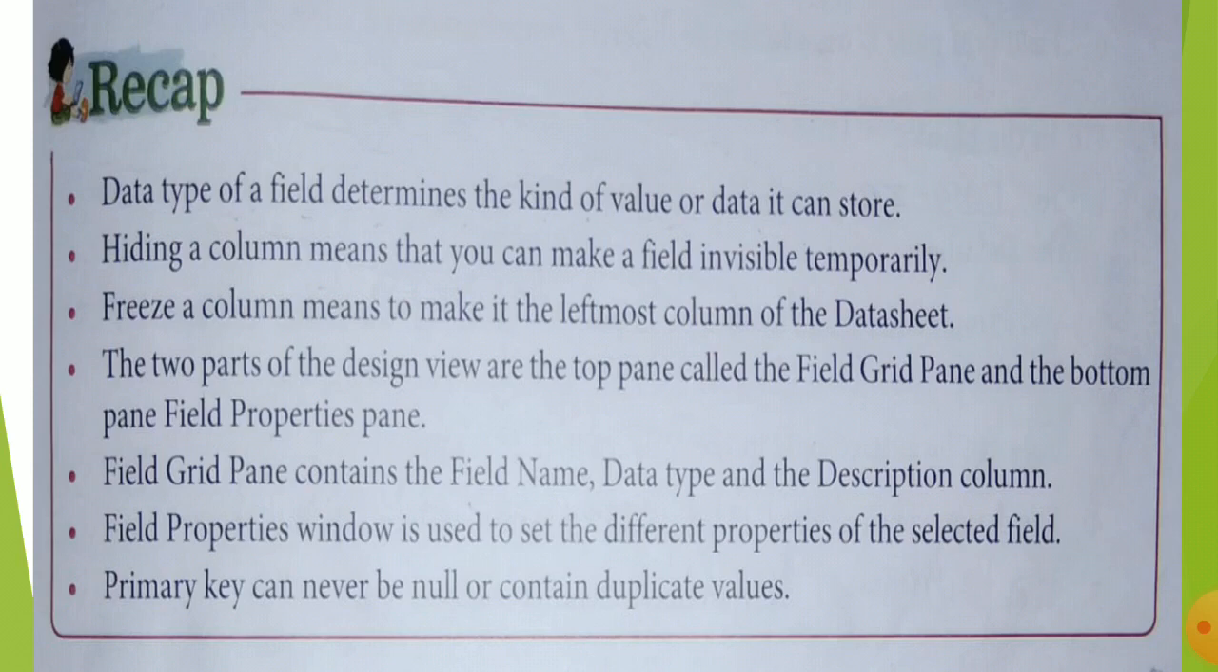Some features are also there of the primary key. We can say some characteristics: it uniquely identifies each record. It can't contain duplicate values. It is never empty. Its value should not change. Okay, students, all these points are related to chapter number 3. I have tried to explain it.